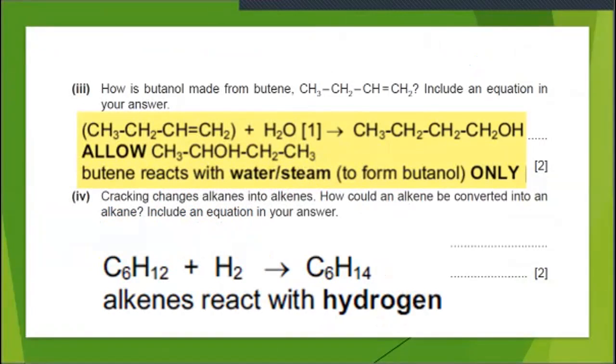How is butanol made from butene, CH3 CH2 CH double bond CH2? Include an equation in your answer. If we have butanol, how did we make it from butene? Think back. An alkene reacts with steam or water vapor to form an alcohol. So butene plus water vapor, H2O in its gaseous form, gives you the alcohol, butanol. All right? That's how it was formed.